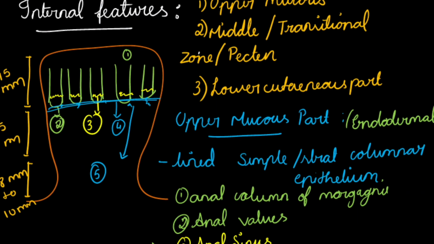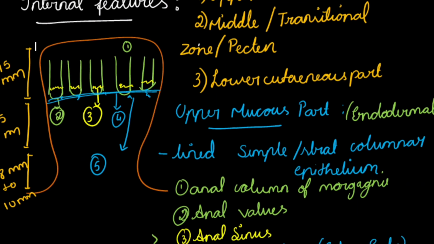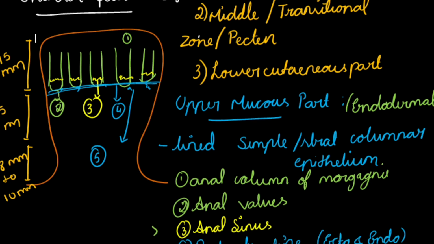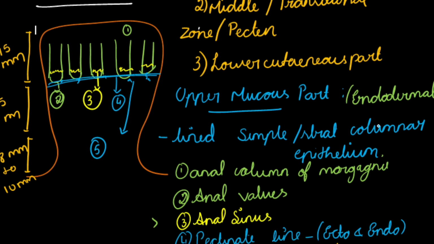And now regarding the internal features of the anal canal. This anal canal is divided into the upper mucosal part, the middle transitional zone or pecten, and the third part, that is the lower cutaneous part. The upper mucous part is of endodermal origin, and it is lined by simple or stratified columnar epithelium. Here it is 15 millimeter in length, and we can see 6 to 10 vertical folds of mucous membrane, called the anal columns of Morgagni. At the end of the anal column, we have the transverse mucous membrane fold, that is the anal valve, and above the anal valve, we have a slight depression, called the anal sinus.